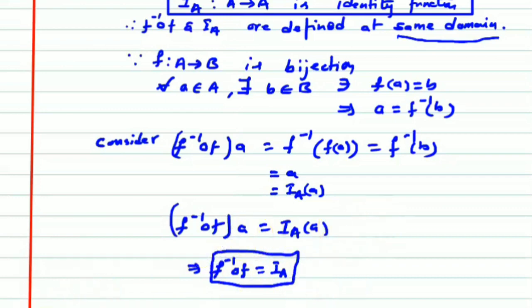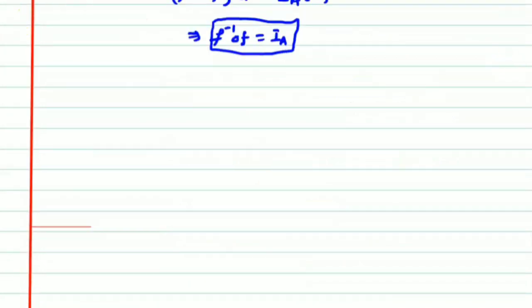Okay, right. Next, what we have to prove is the second one. We have to prove that f circle f inverse is equal to I_B.